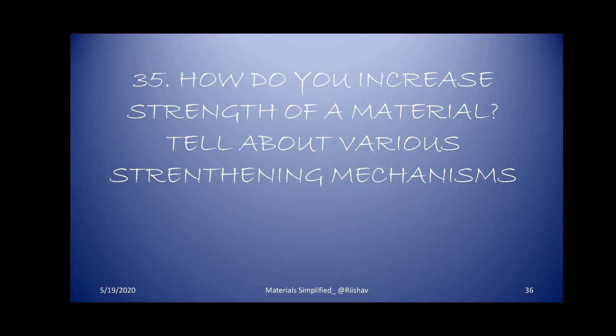Alloying can form a substitutional solid solution or an interstitial solid solution. If my alloying atom is a substitutional one, it will substitute in the lattice. Now, it depends on whether the size of my atom is large or small. If it is small or if it is large, in both cases it will generate a strain field. This strain field will act as a barrier to the movement of dislocations.